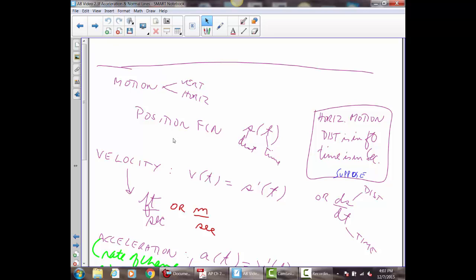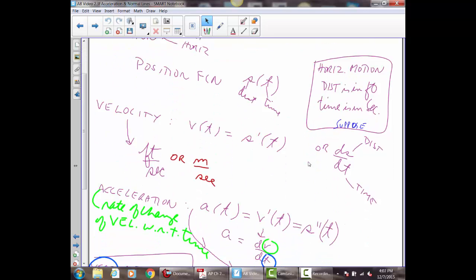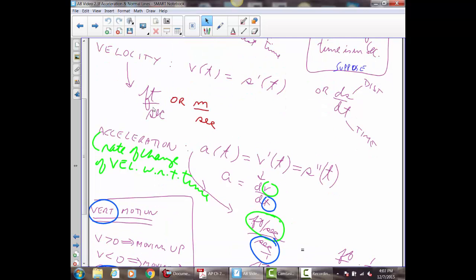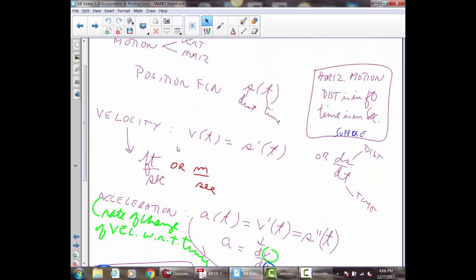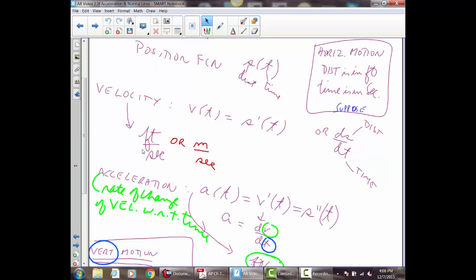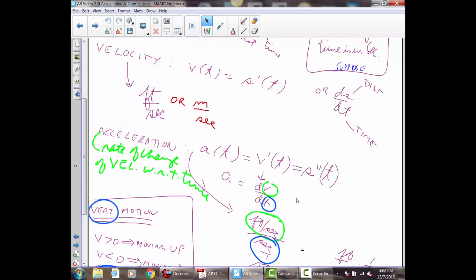So, again, all of this is everything we know. Velocity will be, for example, in feet per second or meters per second, could be miles per hour. And what we're going to introduce now is acceleration. Remember, the velocity is the rate of change of the distance with respect to time. The acceleration is the rate of change of the velocity with respect to time. So a of t, the acceleration at time t, is the derivative of v of t, making it the second derivative of the position function.